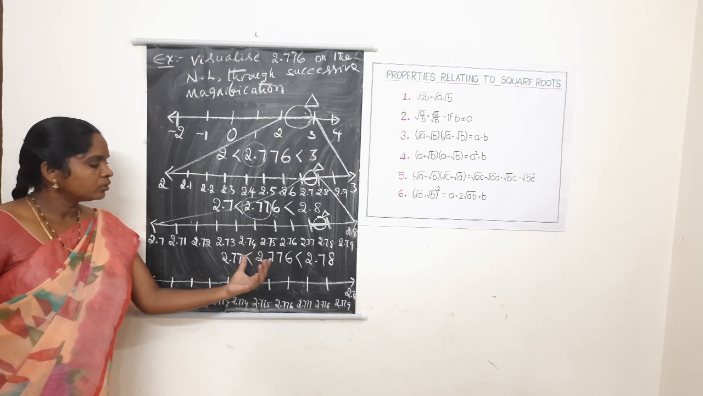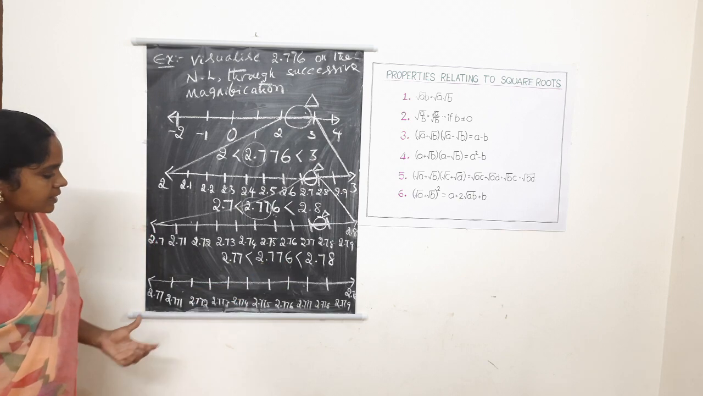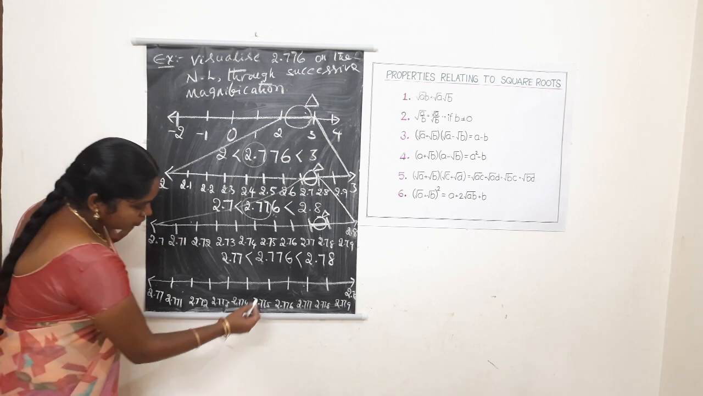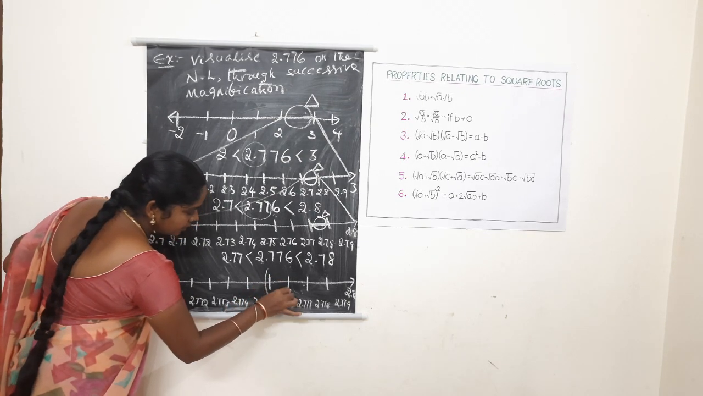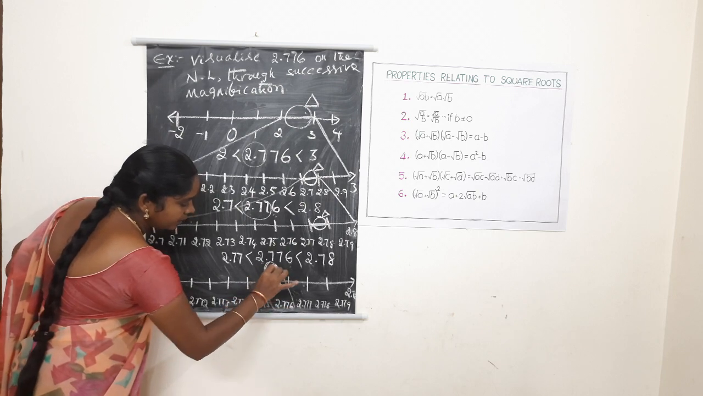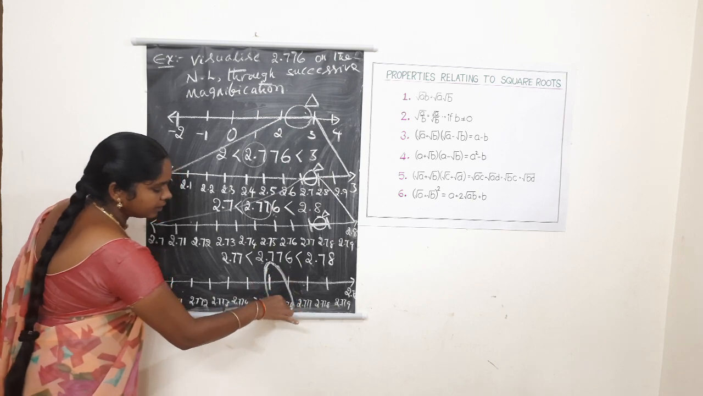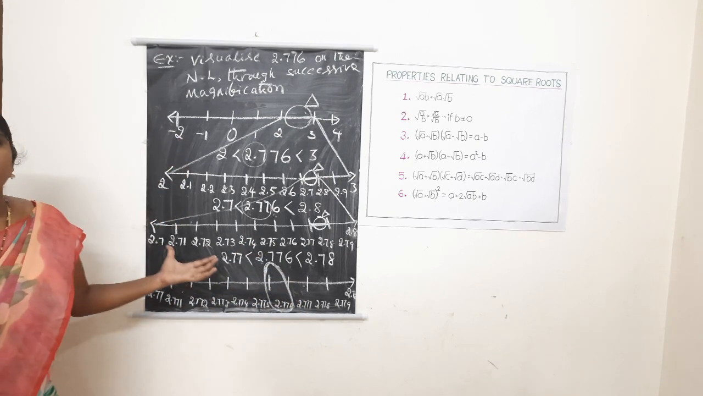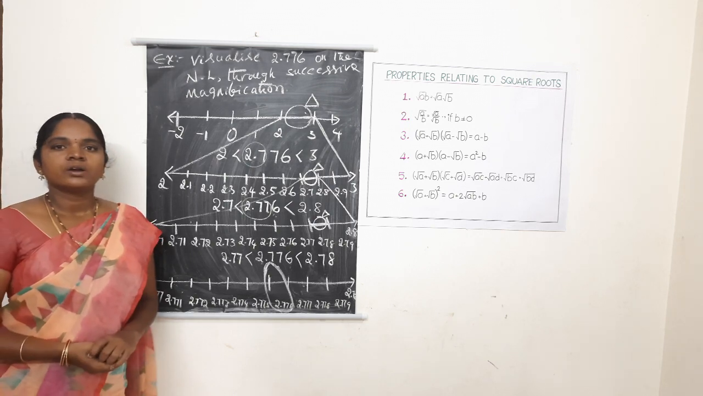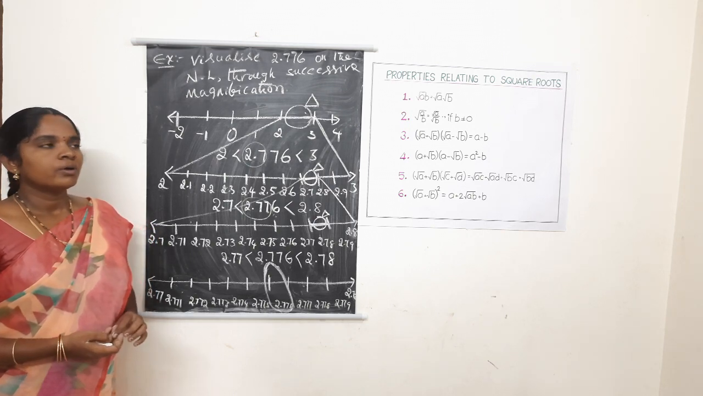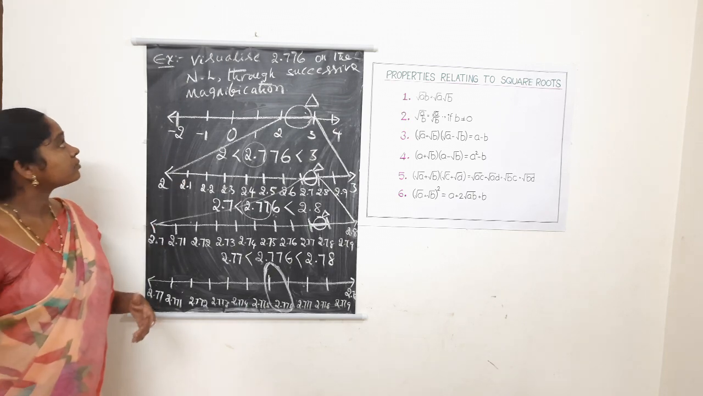Now observe 2.776. Where is it on the number line? So 2.776 is here. This is our required number. So these magnifications are called successive magnification. Do you understand? So once again I will explain.